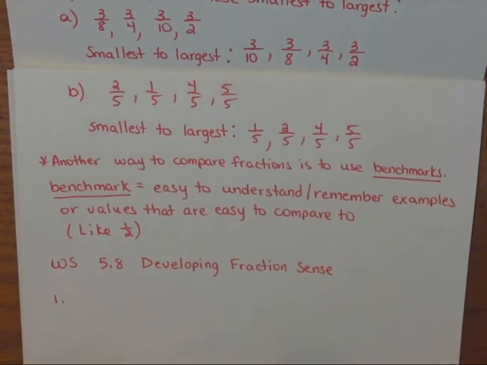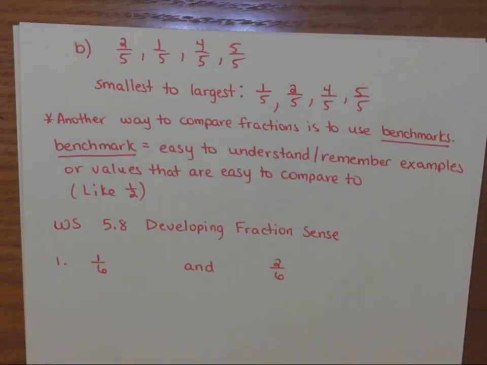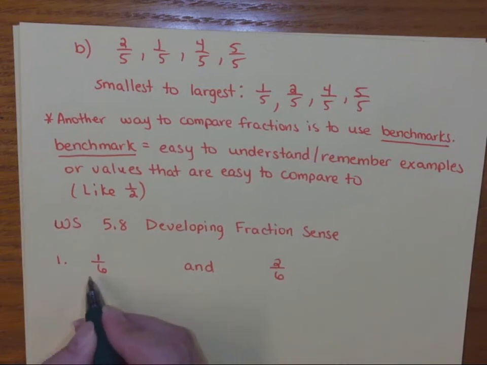So let's look at number 1. We're supposed to name a fraction between 1/6 and 2/6. Notice our issue is we don't have a whole number in between 1/6 and 2/6, right? So we're not going to say 1.5 over 6. That's really complicated and we're not going to do that. But what we can do to try to squeeze another value in between is increase the size of the denominator, and we do that through multiplication.